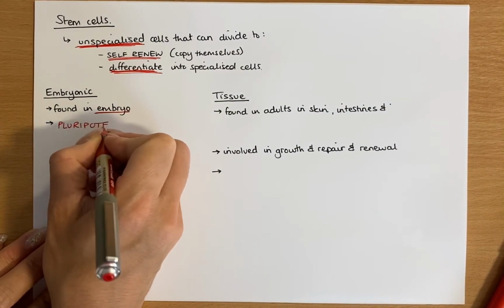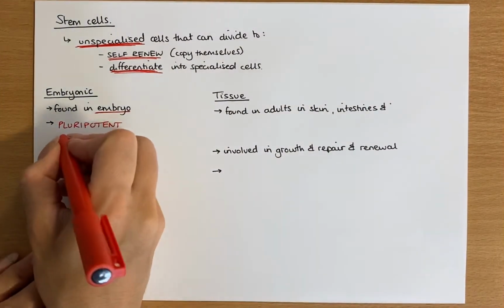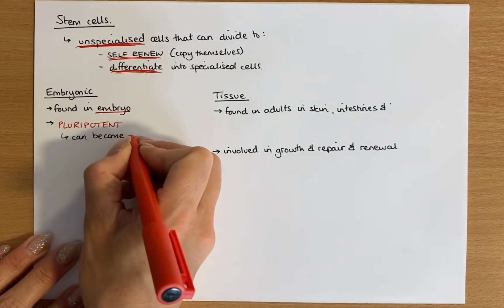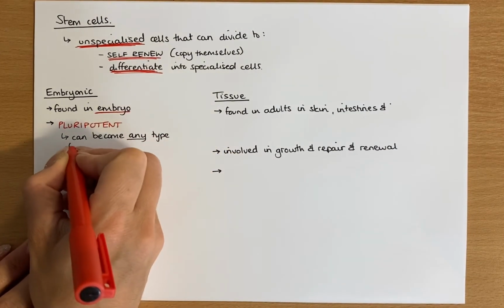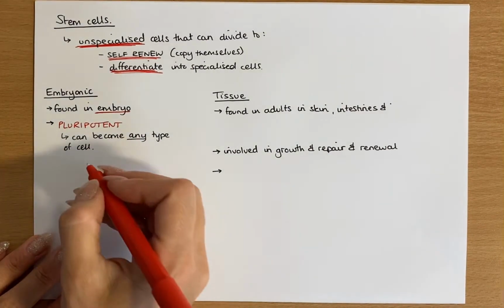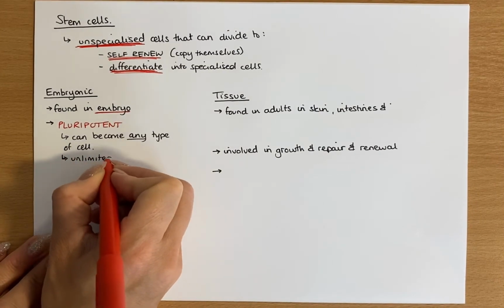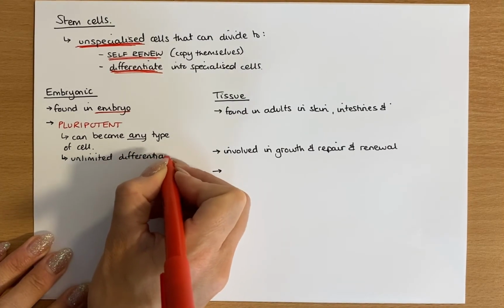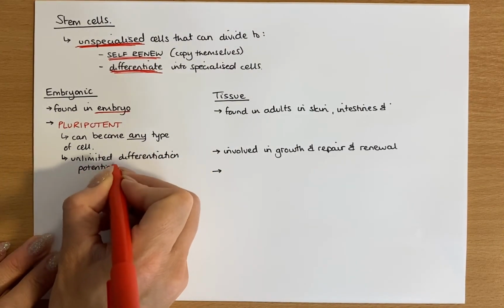pluripotent. Now, pluripotent basically means that they can become and they can specialise and differentiate into any type of cell. Any type of human cell in the body. Right, they have what's called an unlimited differentiation potential. That means that they can become any type of cell in the body.